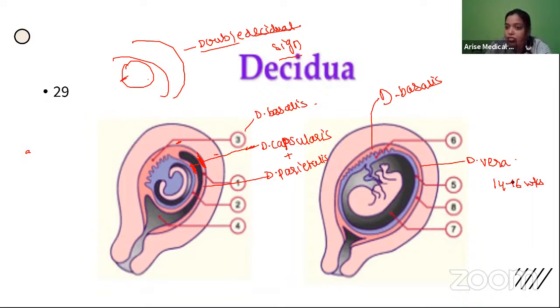But if I have to answer a single line, single word, I have to go with 16 weeks. Okay. Right. And what is this one?